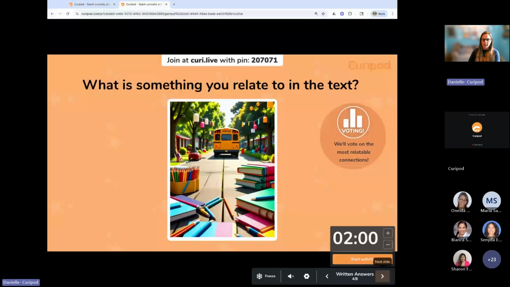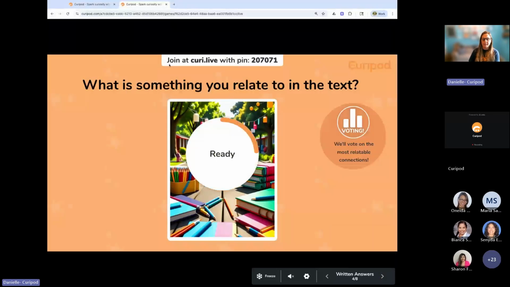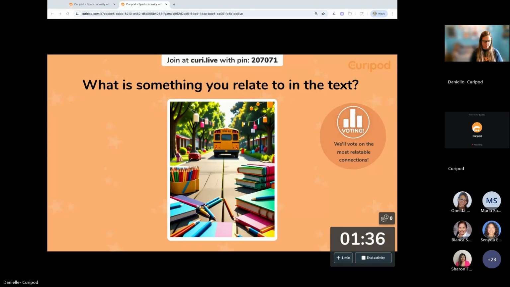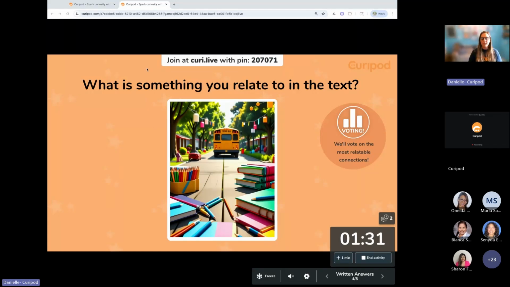All right. So let's see. What is something you relate to in this text? So I'm going to go ahead. This is going to help inform our data, so get us a good picture of where everyone's at. And so it's important that everyone participates in this. Just write, what is something you relate to in this text? Everyone should be writing here. And it can be one word, it can be one sentence, whatever you choose.